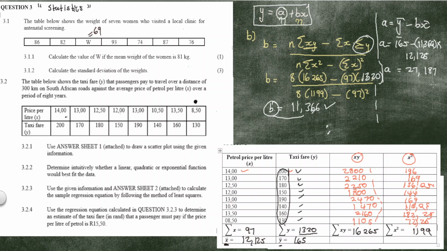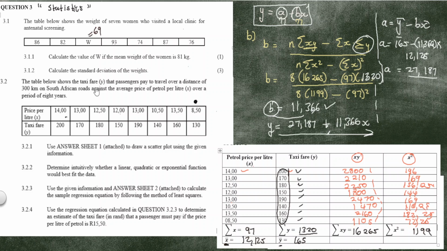Therefore, I'm going back to this original equation. Where there's a, I substitute that value. Where there's b, I substitute that b value. So my y is going to be equal to 27.187, that's a, plus b, 11.366 multiplied by x. This is my equation.